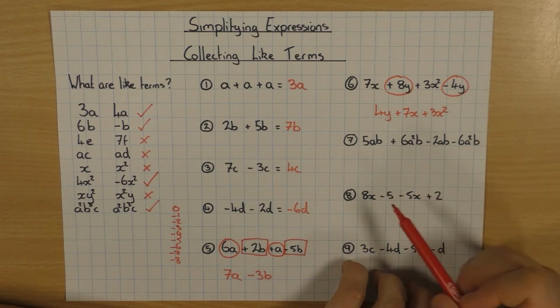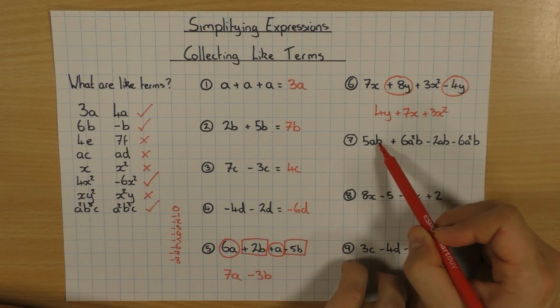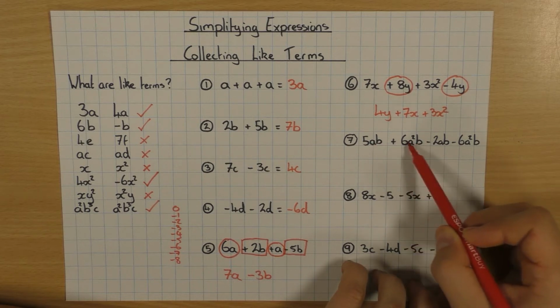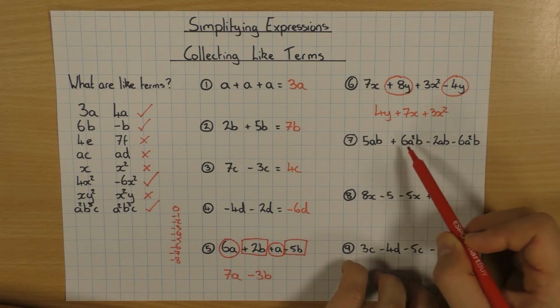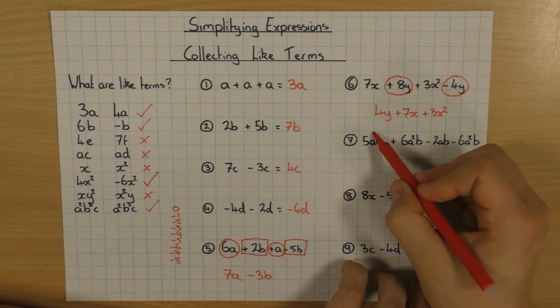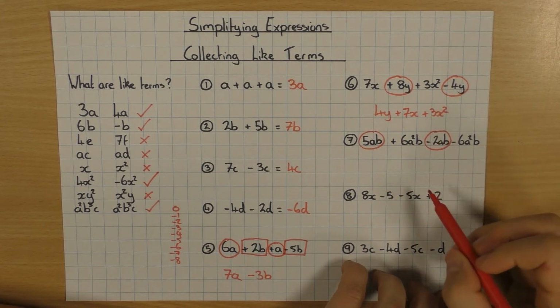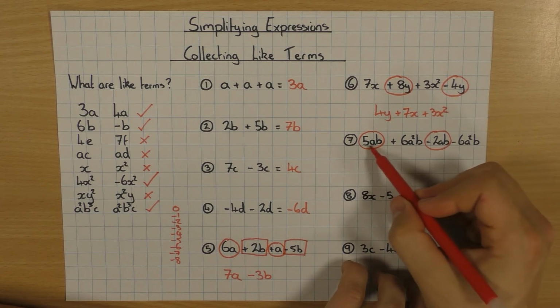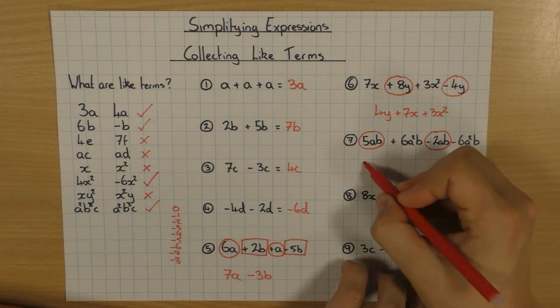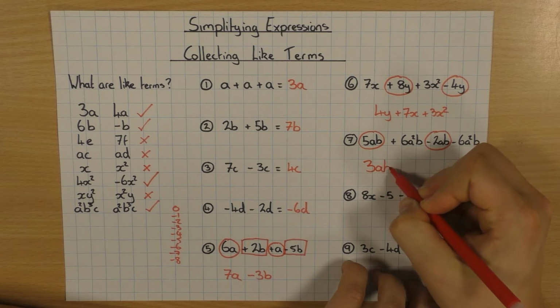This one here, let's have a look again. I've got my AB. That's an A squared B, so the A's are different, so nope, can't simplify them. This is an AB, so I can simplify this one and this one, because they're both ABs. 5AB minus 2AB gives me 3AB.